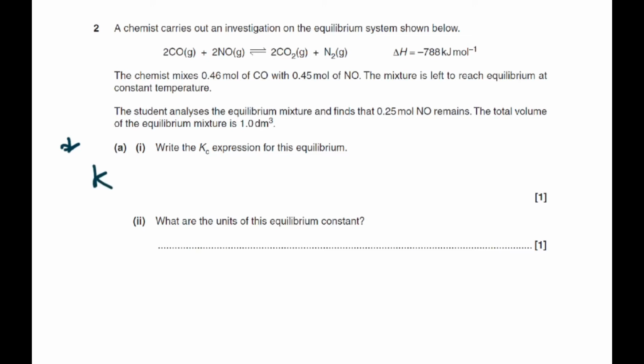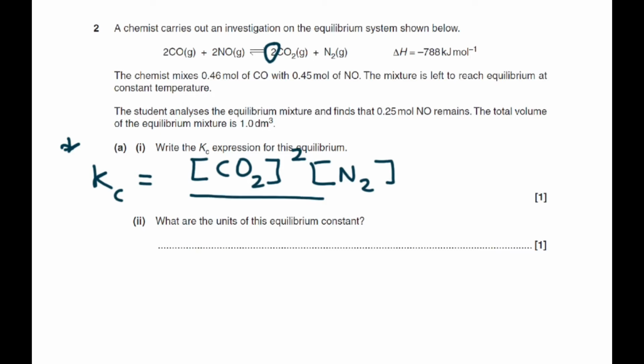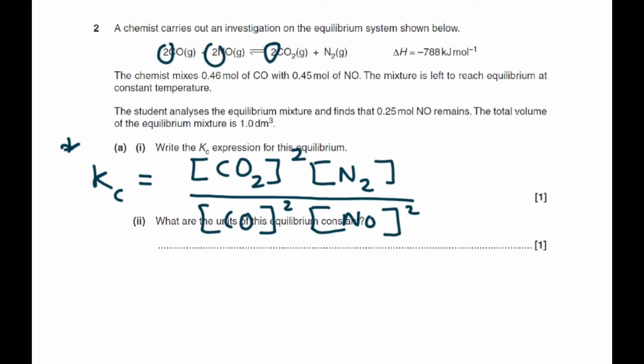So Kc equals, remember that it is square brackets and it is products, carbon dioxide, to the power of 2 times square brackets concentration of nitrogen over the reactants. So that's square brackets carbon monoxide again to the power of 2 times NO square brackets again to the power of 2. Be careful with your brackets, because if they're not square brackets you can lose a mark.